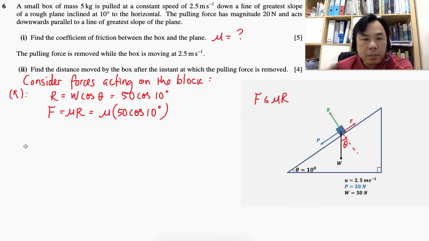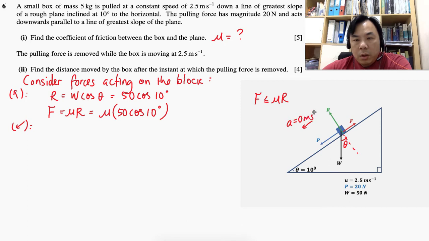Right. Okay, now next, by considering the forces again, we are going to resolve the forces along the slope now. Now we know that the block is moving down at 0 meters per second squared acceleration. Why? Because it's moving at a constant speed. So constant speed, acceleration must be equal to 0. So that is a very important fact that you need to remember. If it is moving at maximum speed or constant speed, then acceleration must be equal to 0.